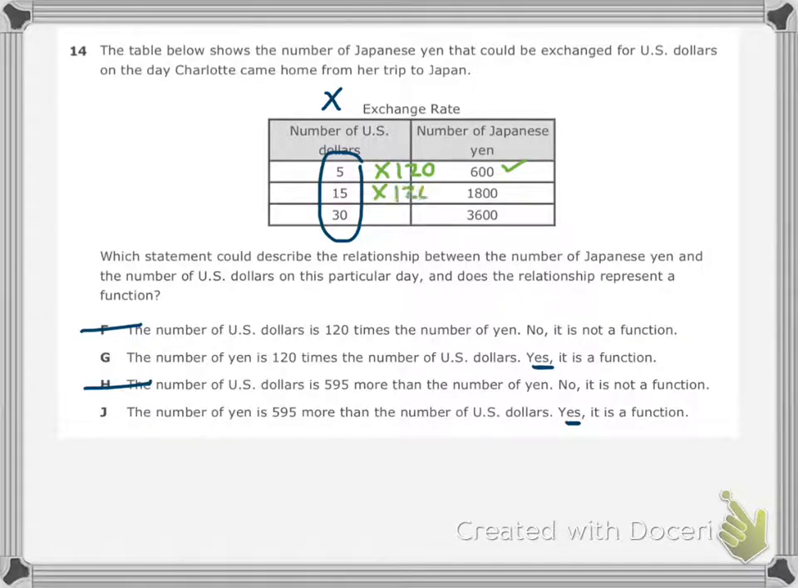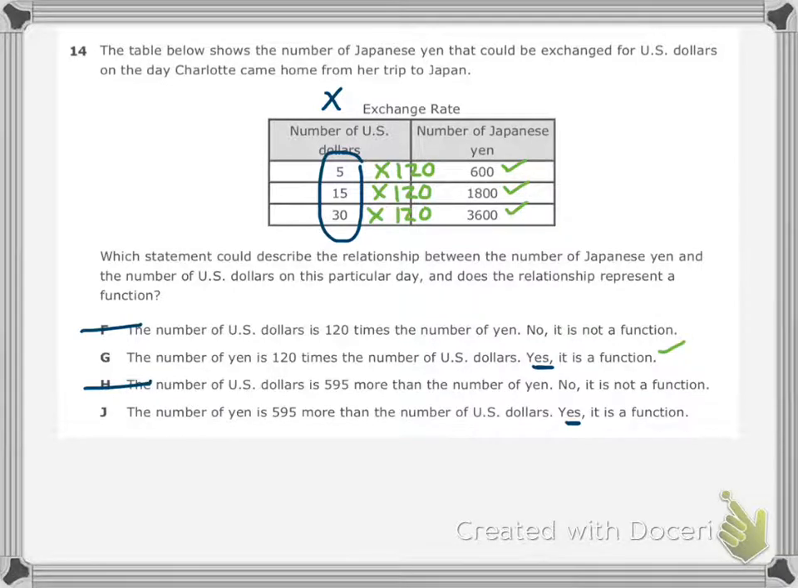15 times 120 is 1800. And 30 times 120 is 3,600. So that actually works.